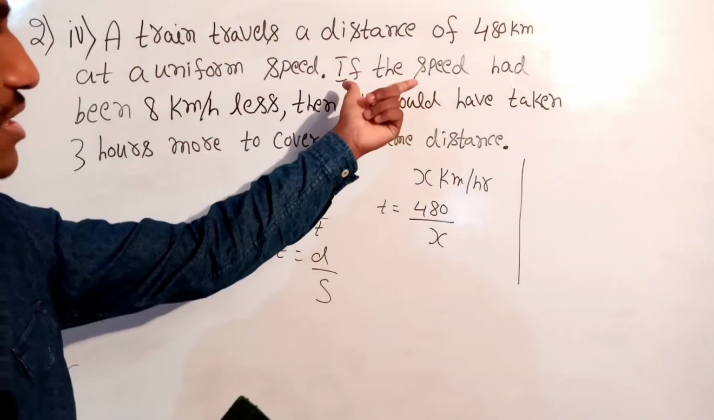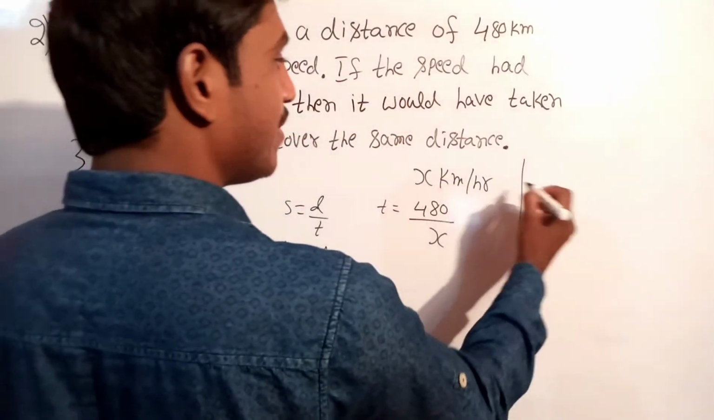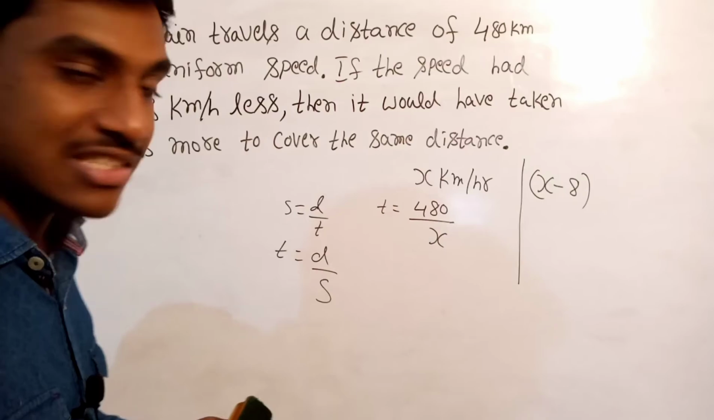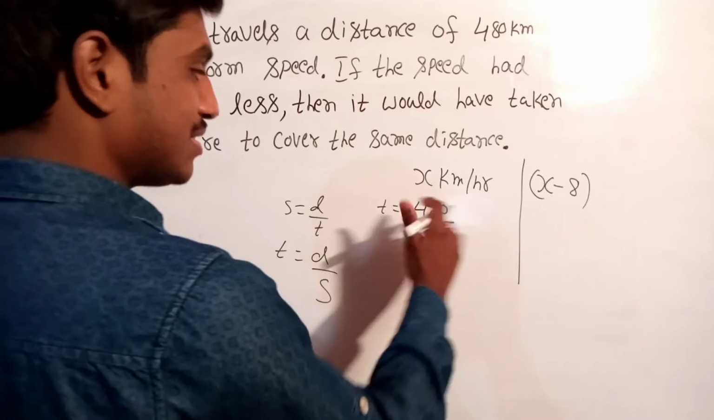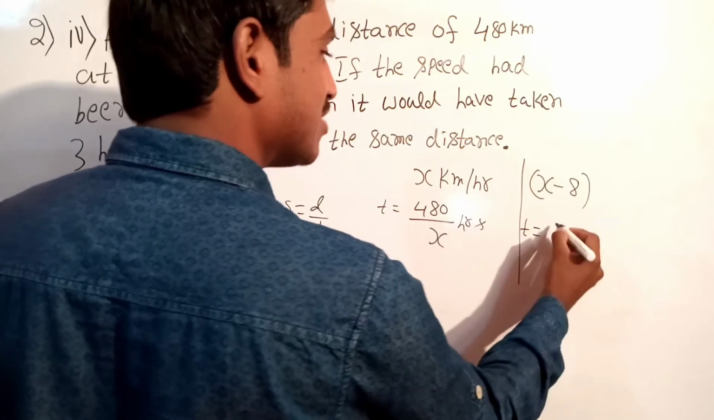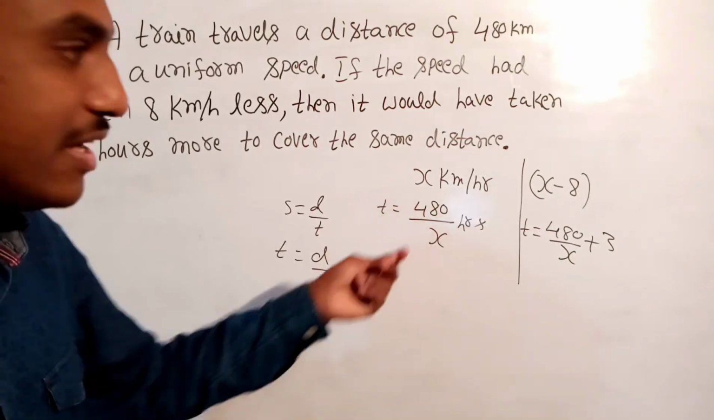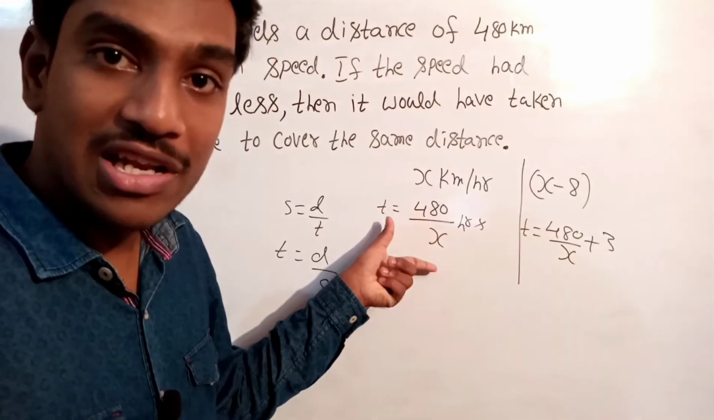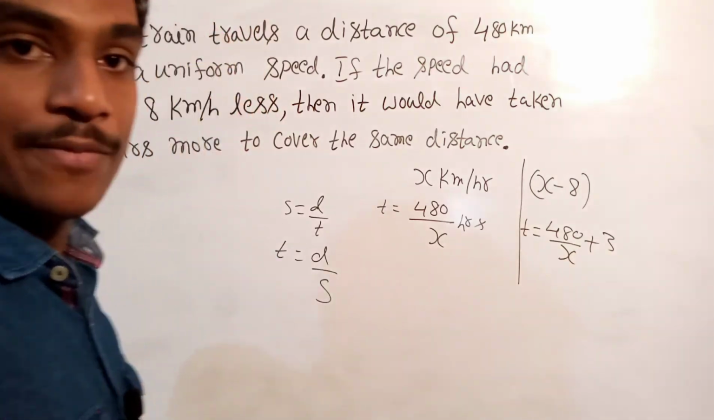Now in the second condition they have given, if the speed had been 8 km per hour less, that means x minus 8. So if the speed reduces, the time will increase, so it would have taken 3 hours more. 3 hours more means here time is in hours, time will be 3 hours more, that means 480 by x plus 3. Here speed has been reduced by 8 km per hour, so the time will increase. It will increase by how much? They have given 3 hours more, so 480 by x plus 3.